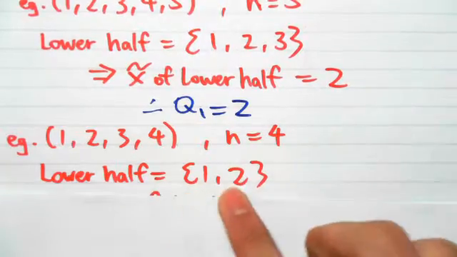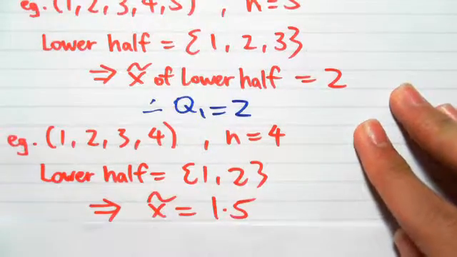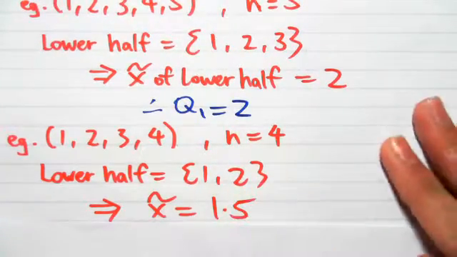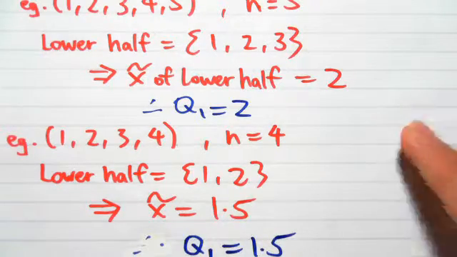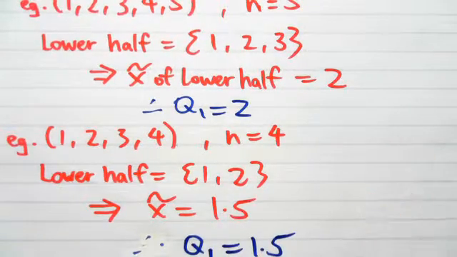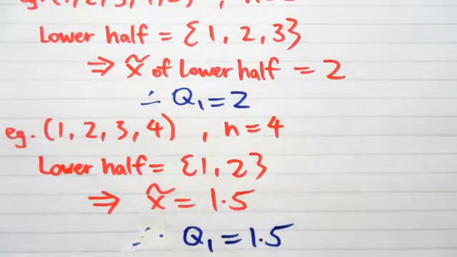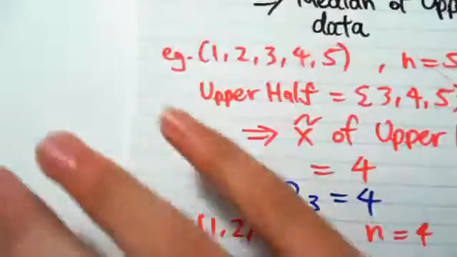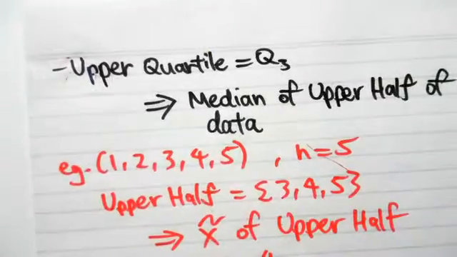So find the median of this lower half, which is just 1.5, the average of 1 and 2. Therefore, we can conclude that Q1 is equal to 1.5. The next number we are going to go through is Q3, which is the upper quartile.